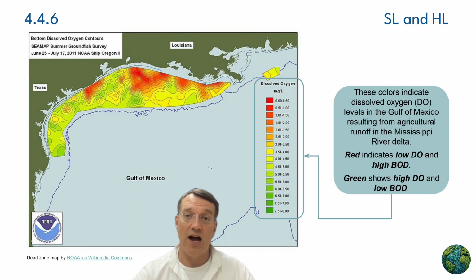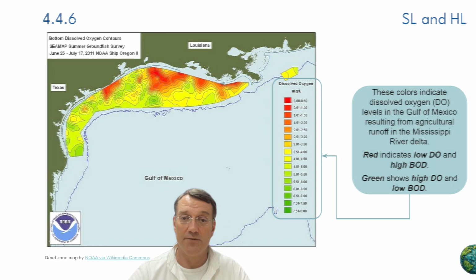This map shows dissolved oxygen levels in the Gulf of Mexico. The red areas show extremely low dissolved oxygen and very high BOD. That's the dead zone. Green areas show high dissolved oxygen and low BOD, representing healthy water. Notice how the dead zone spreads along the Louisiana and Texas coasts, exactly where the Mississippi River delivers its nutrient-rich waters. This isn't just an environmental problem, it's an economic one too. These dead zones occur right where a lot of fishing communities depend on healthy marine ecosystems for their livelihoods.